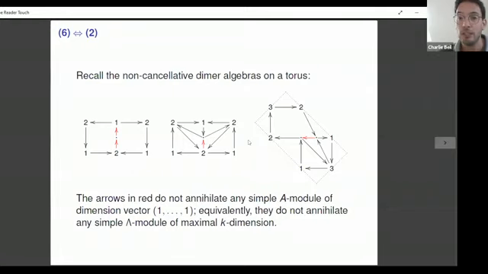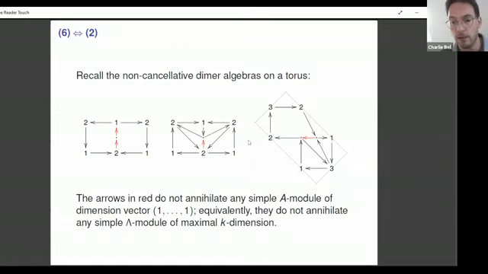Okay, and now let's also look at the equivalence between 6 and 2. 6 was that each arrow is contained in a simple matching if and only if A, the dimer algebra, is cancellative. So recall the non-cancellative dimer algebras on a torus that we looked at before, and the arrows in red are each not contained in a simple matching. So the arrows in red do not annihilate any simple A module of dimension vector all ones. Equivalently, they do not annihilate any simple lambda module of maximal K dimension.